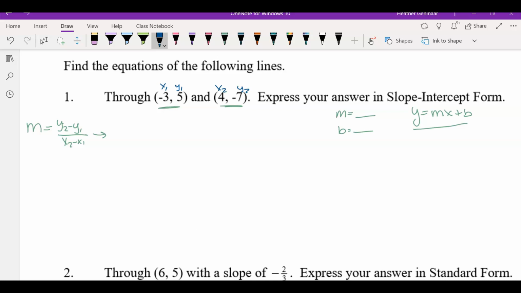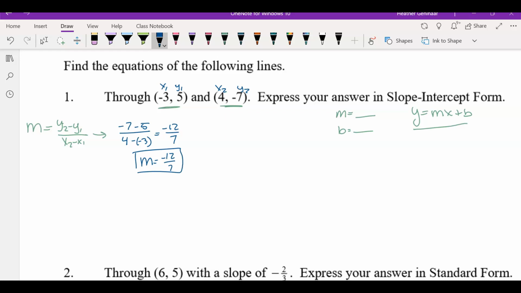Here I'm going to go ahead and do -7 minus 5 over 4 minus -3. So here -7 minus 5 is -12. 4 minus -3 is going to be a +7. So our slope equals -12 over 7. Okay, so we have our slope. Awesome. But we still don't have our b.